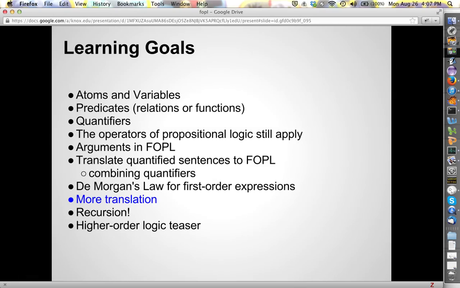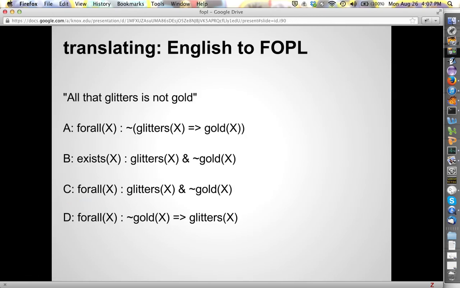So let's do a little bit more translation. Here we go. All that glitters is not gold. This is an expression in English. It's an idiom, which essentially means, if you see something that looks like gold because it's glittering, you shouldn't get so excited because there's plenty of things that glitter, but they're not gold. It's just sort of a way of saying, beware of things that look really great, because when you get up close, they might not actually be that great.